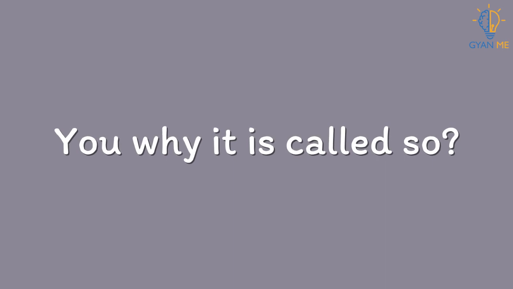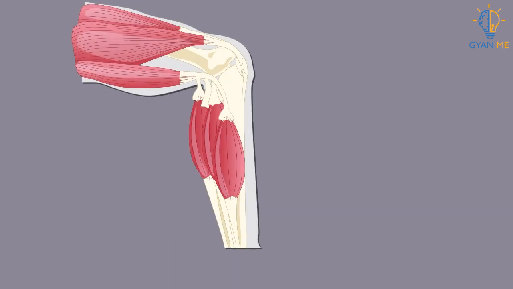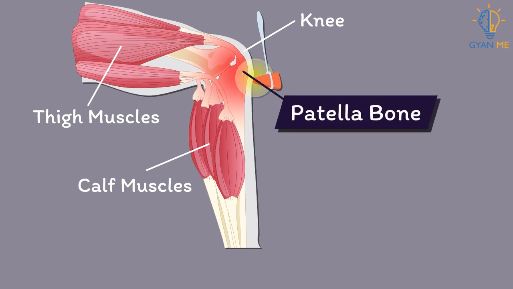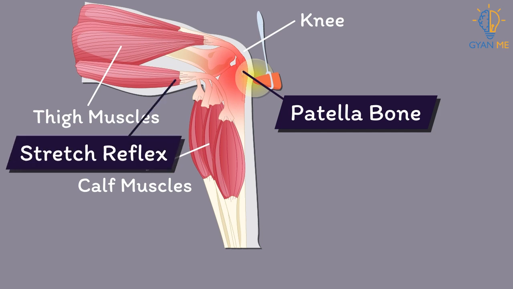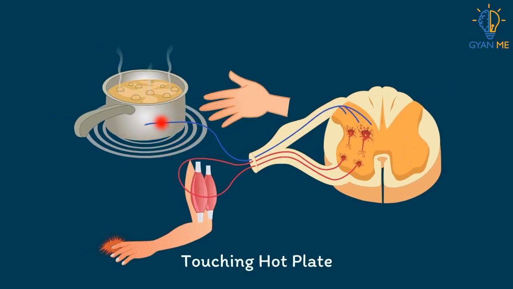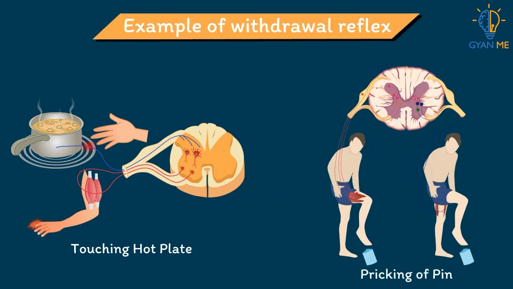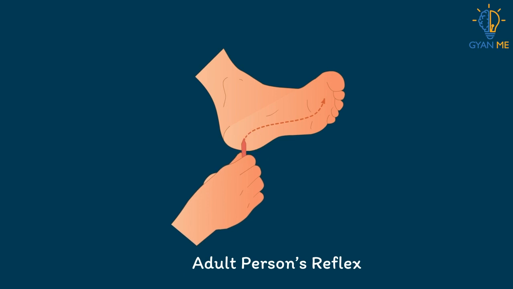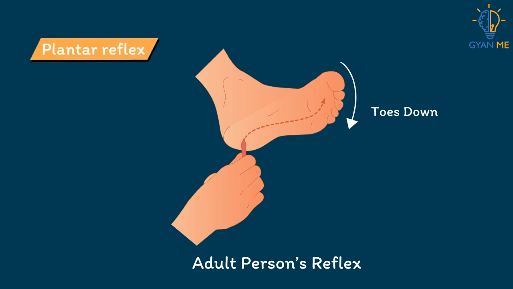You will ask why it is called so. Because the bone which senses the stimulus of the tap is the kneecap bone called the patella bone, and the muscles which respond get stretched out when the leg moves back, so it is called a stretch reflex. When you touch a hot pan, your hand is withdrawn instantly. This is an example of withdrawal reflex. If you rub the sole along the lateral side of your foot with a blunt instrument, the toes curve down and inwards, and this is known as plantar reflex.